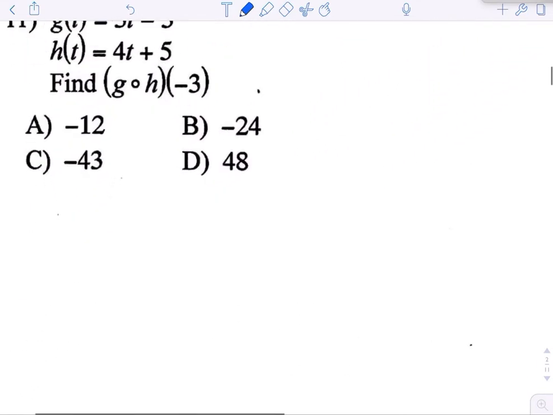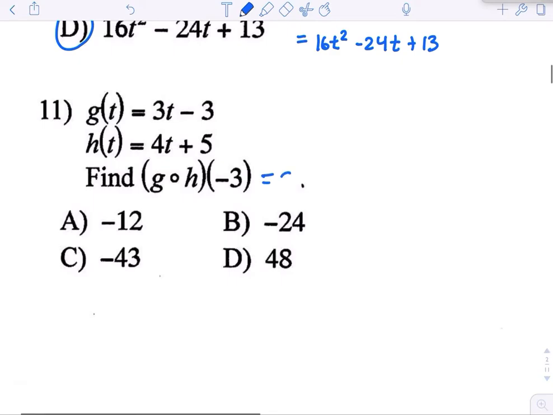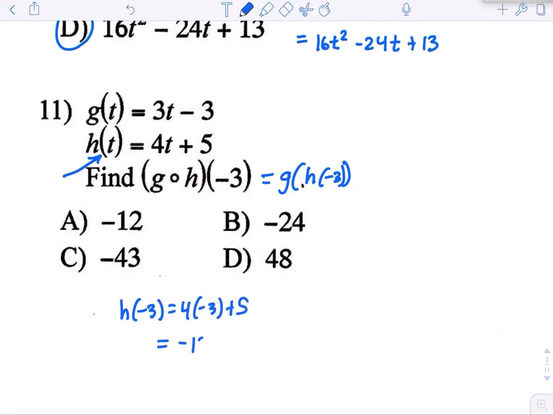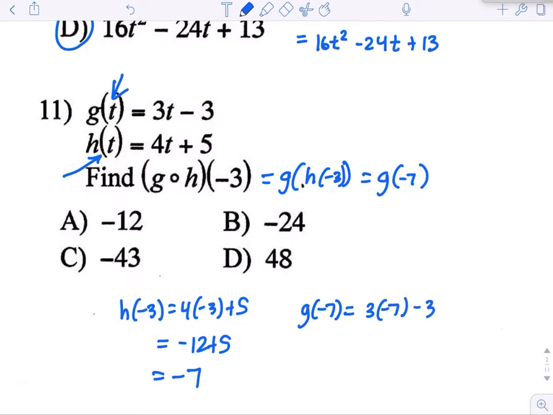Okay, 11. Alright. g of h of negative 3. So I need to substitute a negative 3 into the h function first. So h of negative 3 is equal to 4 times negative 3 plus 5. Negative 12 plus 5, negative 7. So this is g of negative 7. Now this tells me to substitute negative 7 into the g function right there. So g of negative 7 is equal to 3 times negative 7 minus 3, which equals negative 21 minus 3, which equals negative 24. That's my answer.